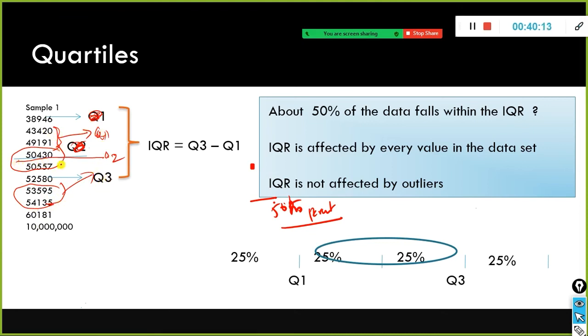The Q2 is in the middle. You need to add these two values and divide by 2. That's how you will get the Q2. So now, this is your Q1, this is your Q3, and this is your median. So now we are going to learn one more thing called IQR, Interquartile Range.